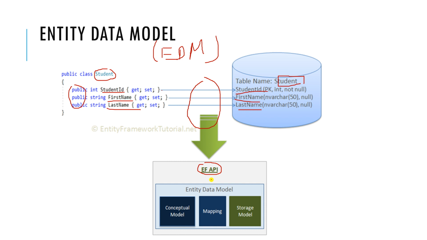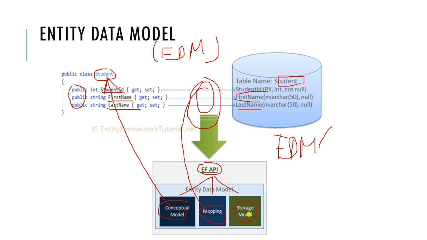The EDM has three concepts: the entity data model has a conceptual model, mapping, and storage model. The conceptual model is related to the classes, the mapping is the binding, and the storage model is the database, the tables in the database. So we don't need to care about this. We have the Microsoft framework, and they take care of it for us.